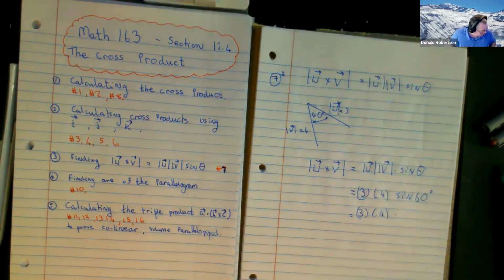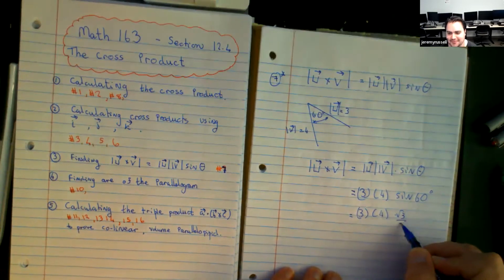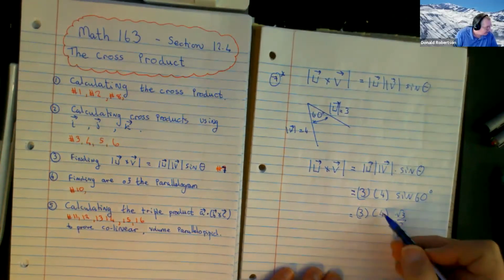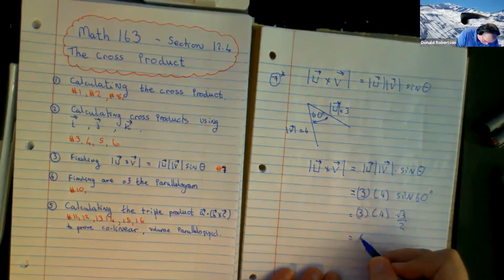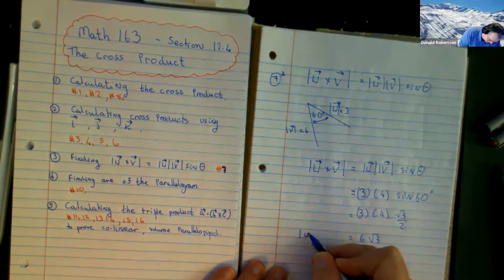Since you have got it fresh in your mind, do you know what the exact value of the sine of 60 degrees is? Root 3 over 2. Correct. That's just a guess. No, it was the right guess. And we don't want decimal answers, so as an exact value, it is that.